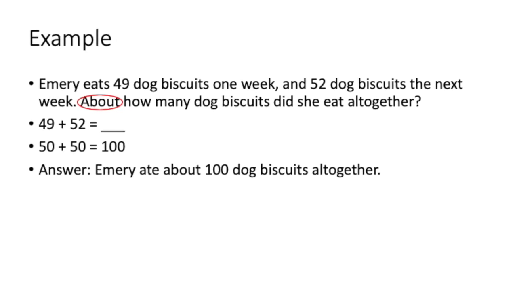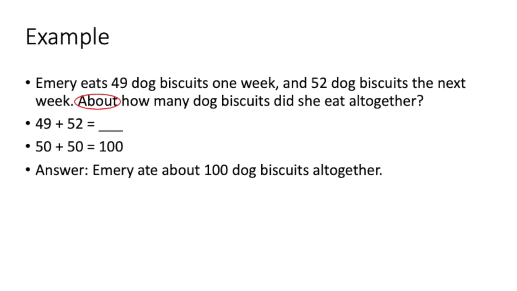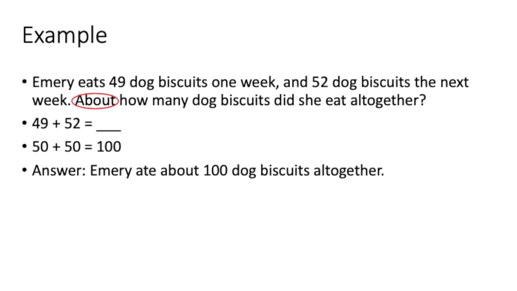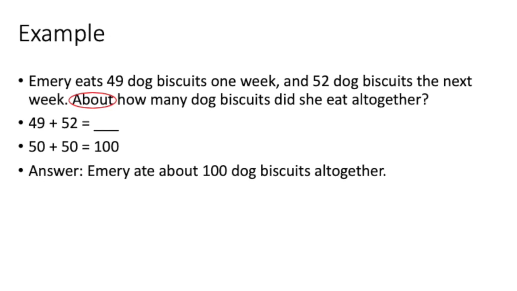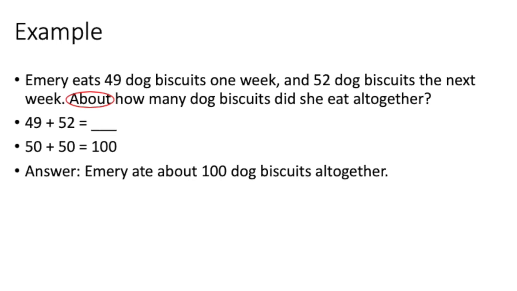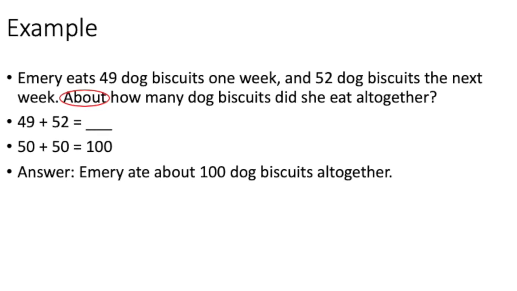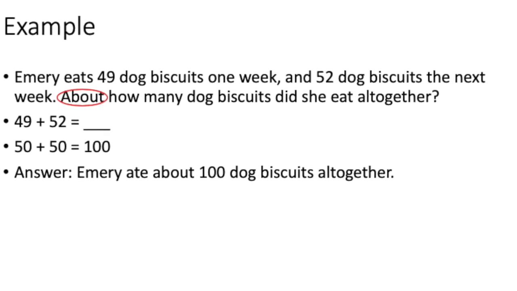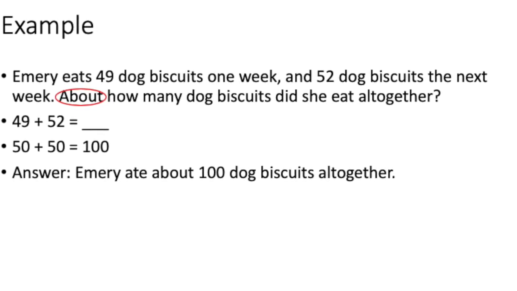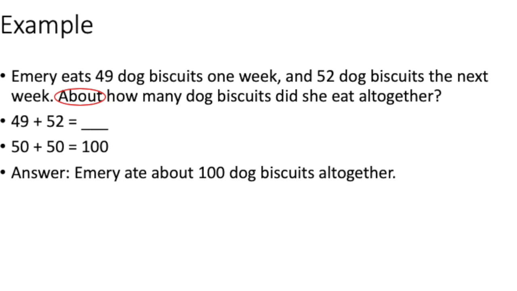Okay, so I'm going to set up my problem, 49 plus 52, but I know it's about, so before I even solve anything, I'm going to round my 49 to 50 and my 52 to 50, so that I get 50 plus 50 equals 100. And then I write my answer as a good math sentence. Emery ate about, I brought the about down, 100 dog biscuits all together.